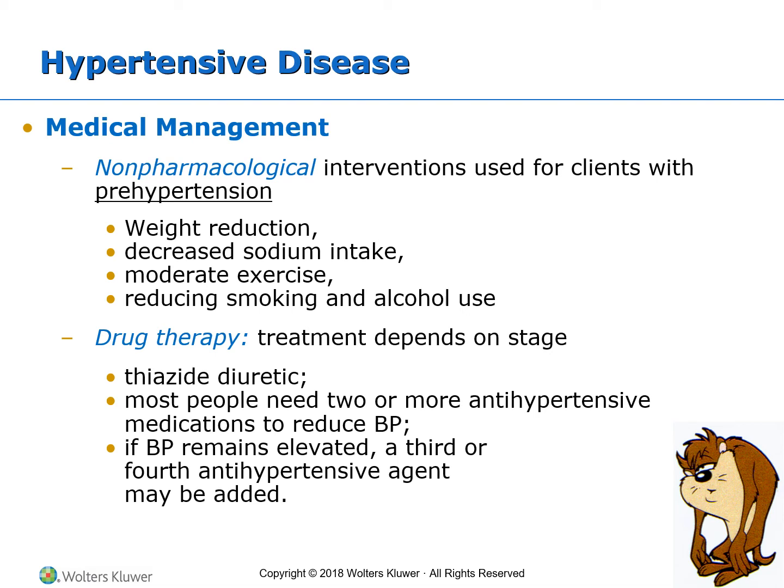Dietary sodium restriction, you can lower your blood pressure by 2 to 8 millimeters mercury. Aerobic physical activity, you could lower it by 4 to 9 millimeters mercury. And moderation of alcohol consumption, you can lower it by 2 to 4 millimeters mercury. This is on page 463 in Timby.